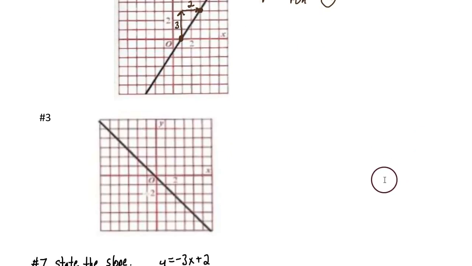Problem number 3, let's use the same technique. Find dots on the line that actually touch exactly in the corner of the grid squares. There looks to be many you can choose from. For example, right here and right here. From the dot furthest to the left, to travel to the dot that's to the right, you would go down 1 unit, that's -1, and then to the right 1 unit, a +1. Down 1 over right 1. This reduces to -1.